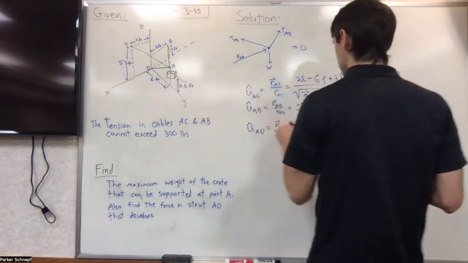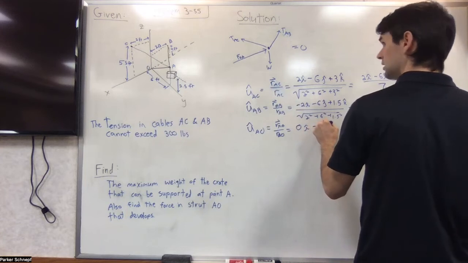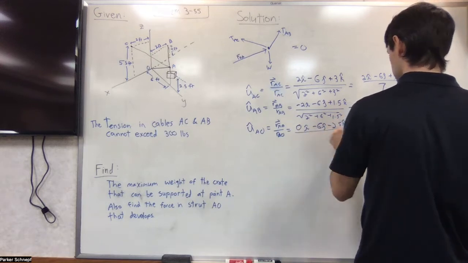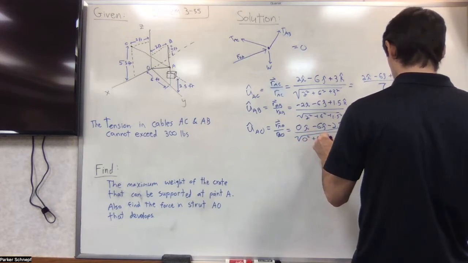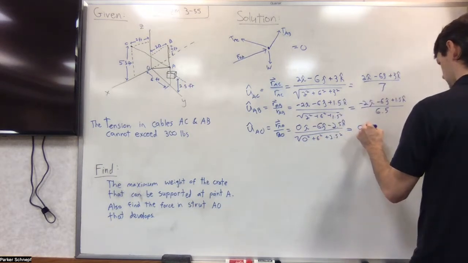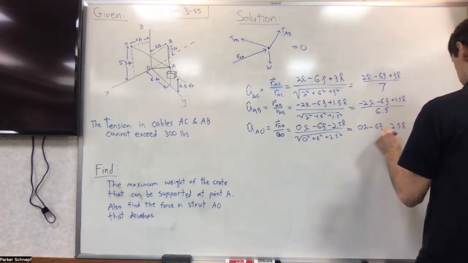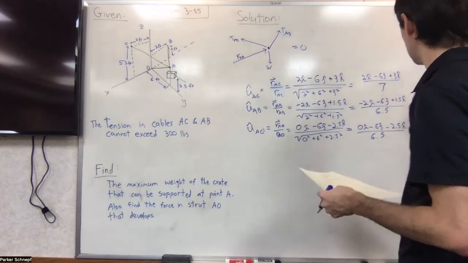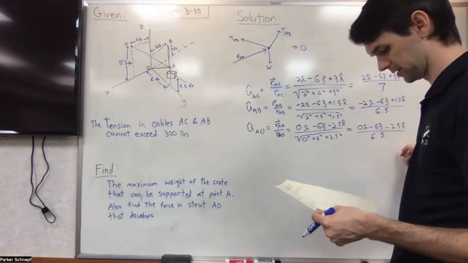AO has no change in x, so it's going to be 0i and -6k and -2.5k, or the square root of 0 squared plus 6 squared plus 2.5 squared, which ends up giving me 0, -6, -2.5 divided by 6.5. Okay, so I have these 3 unit vectors. That right there is the majority of the work in this case.